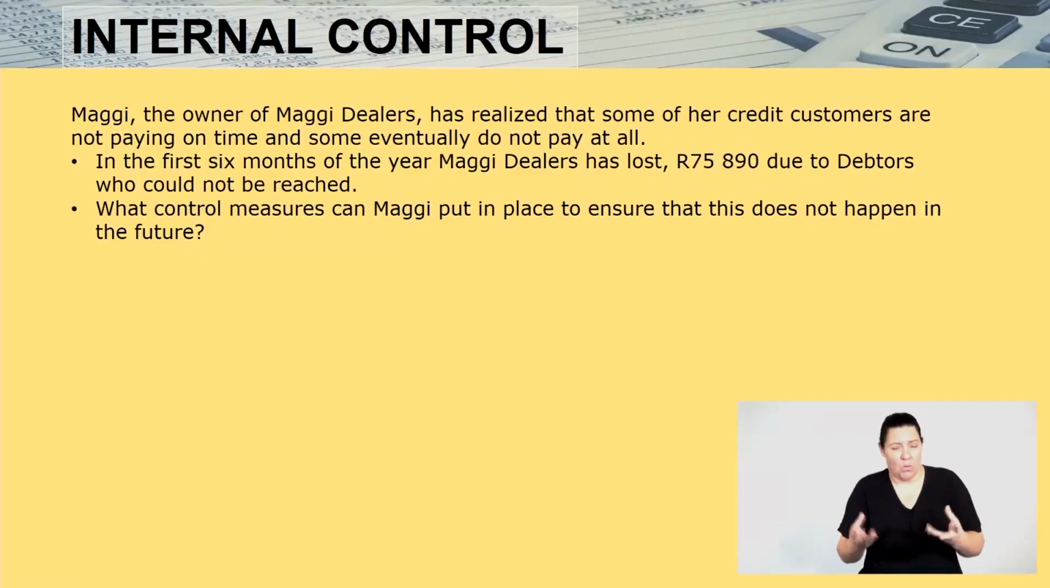Dear learners, with me here, I have an internal control scenario, and it reads, Maggie, the owner of Maggie Dealers, has realized that some of her credit customers are not paying on time, and some eventually do not pay at all. In the first 6 months of the year, Maggie Dealers has lost 75,890 due to debtors that could not be reached. What internal control measures can Maggie put in place to ensure that this does not happen again?